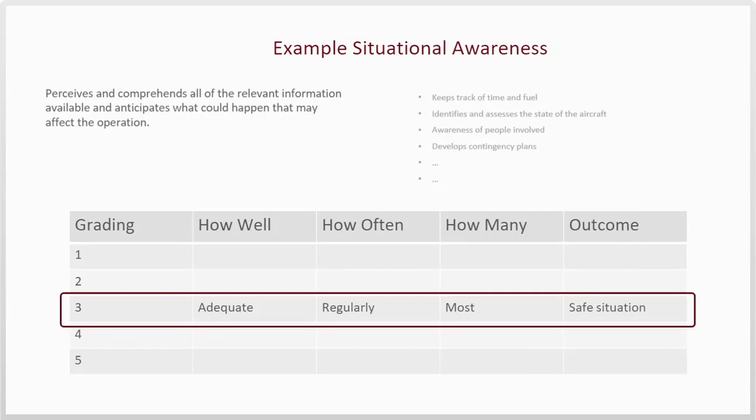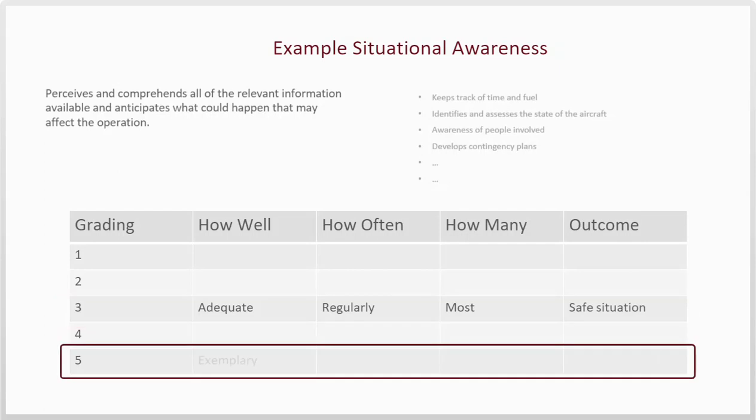In order to reach a 5, which is described as exemplary situational awareness, the pilot would always demonstrate all of the observable behaviors when required, and which results in enhanced safety, effectiveness, and efficiency. And similar to this, the rest of the gradings are defined.